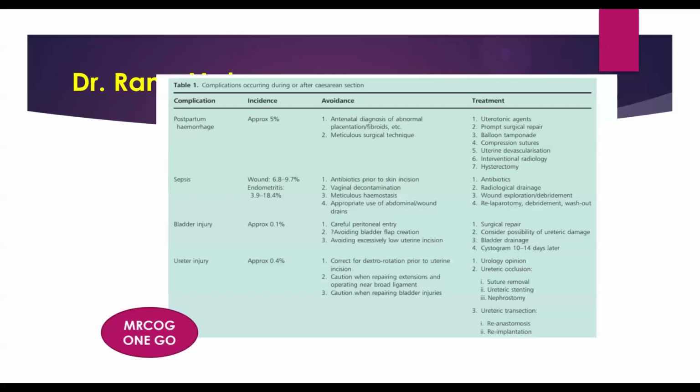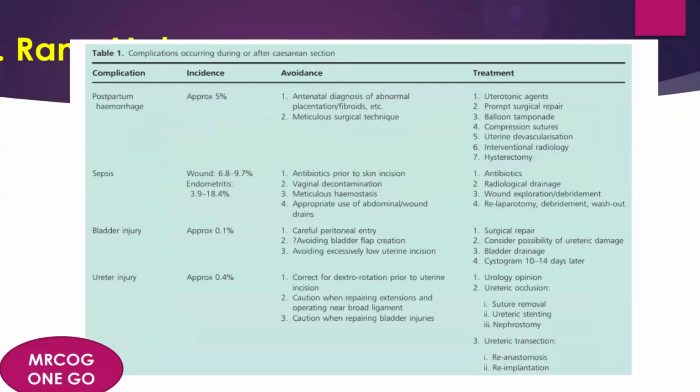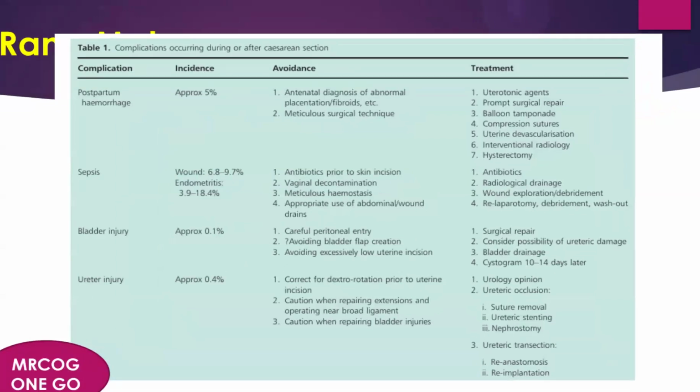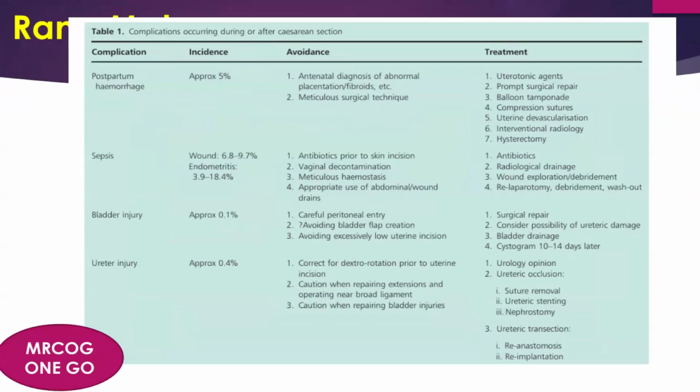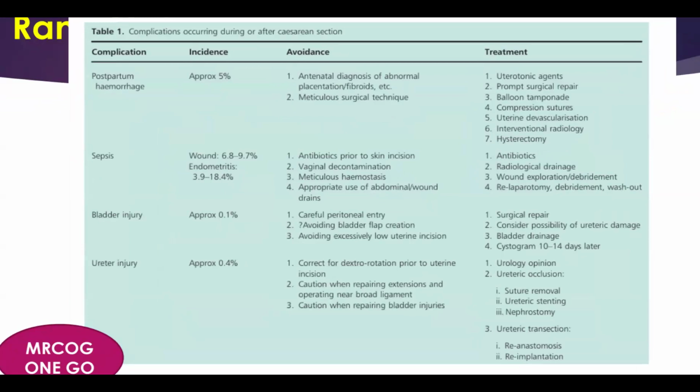Now coming to this very nice table from this TOG article. Okay, guys, it's covering all the complications of the cesarean section. And if you have a look, guys, you will find all of these scenarios in the exam. So look, it's this table. Every line or section is like an exam question. Postpartum hemorrhage, exam question. Sepsis, exam question. Bladder injury, exam question. Ureteric injury, exam question.